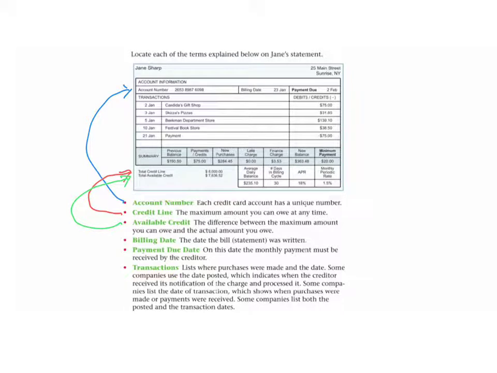The billing date is going to be right up here. Sorry, I kind of lost my pen there. But here it is, billing date. And transactions are basically these right here. These are the transactions. Be aware where most of these are, because basically this unit consists of being able to locate this information on a billing card statement. So the more familiar you are with where to find it, the better off you're going to be.